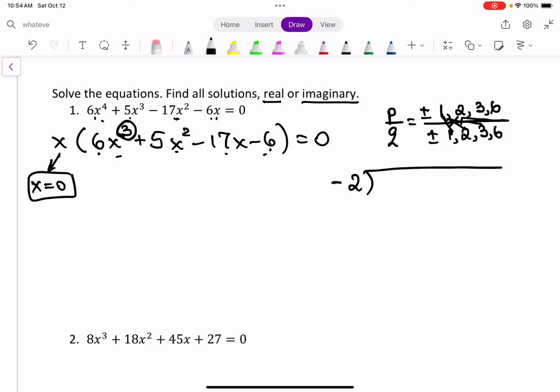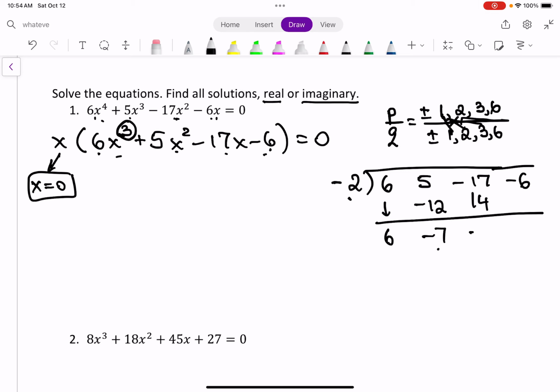and again, the polynomial I still have to break down. So 6, 5, -17, and -6. Okay, bring down the 6, times -2 is -12. Add them up. -7 times -2 is 14. Add them up. -3 times -2 is +6. So success, we got a 0 remainder.